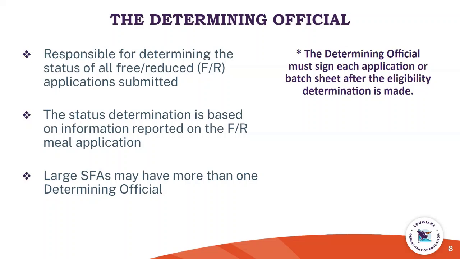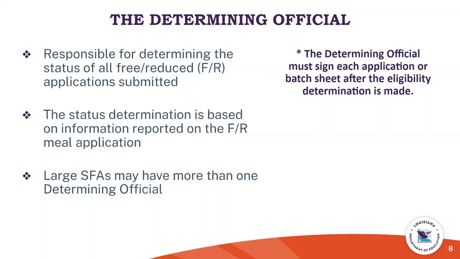Larger SFAs may have multiple people designated for the determining official role. Many schools will allow the kitchen managers at each site to be determining official for all applications coming into that site. The determining official or officials determine free or reduced status by checking to make sure the application is complete, following up on applications with missing information. Any missing or additional information provided to the determining official should be documented on the application in a different color ink and initialed and dated by the person who collected that information.